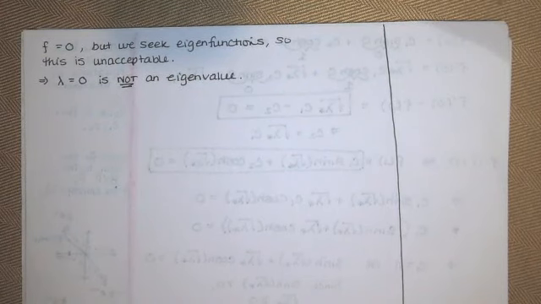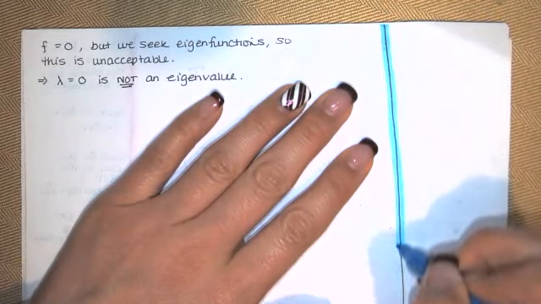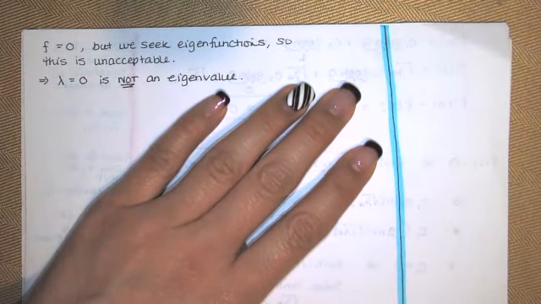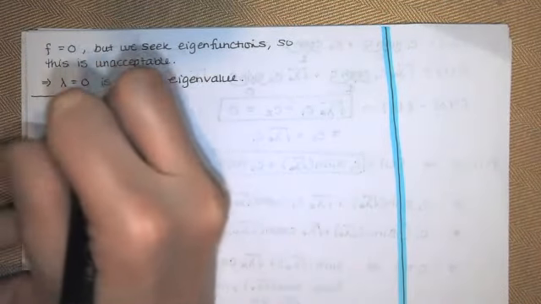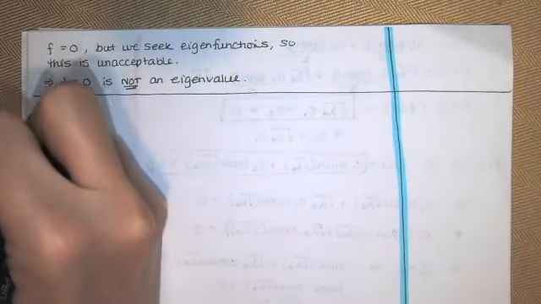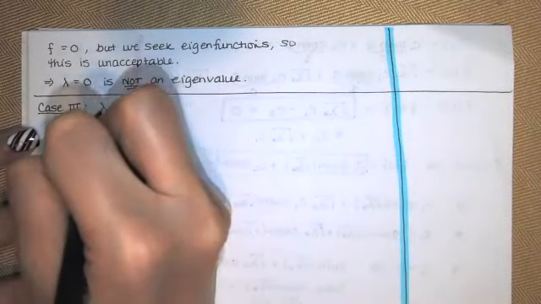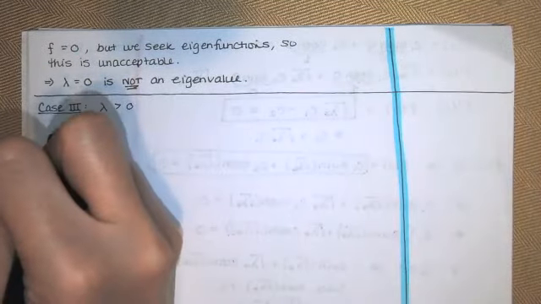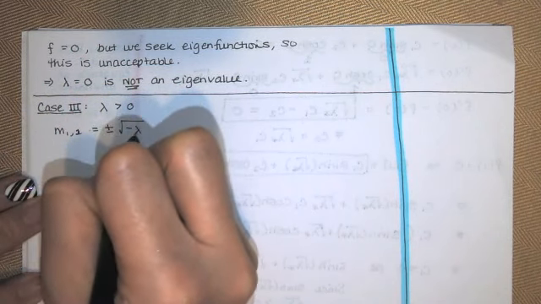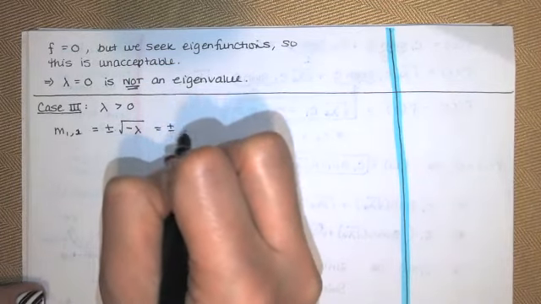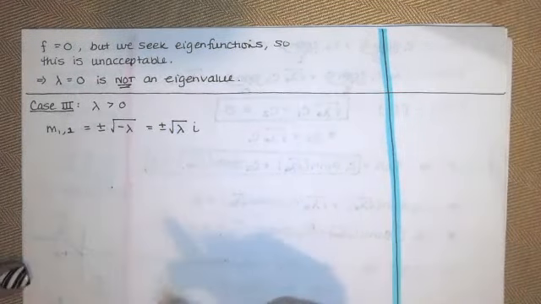All right, so we're finally into that last case. Hopefully the last case will yield some interesting functions. Hopefully we've got some eigenfunctions and eigenvalues from that last case. We'll see shortly what happens. In this case, we've got lambda is greater than zero. So M1 and M2 are equal to plus or minus the square root of negative lambda. If lambda is positive, we have plus or minus the square root of lambda times i. So that is a pair of complex conjugate roots.